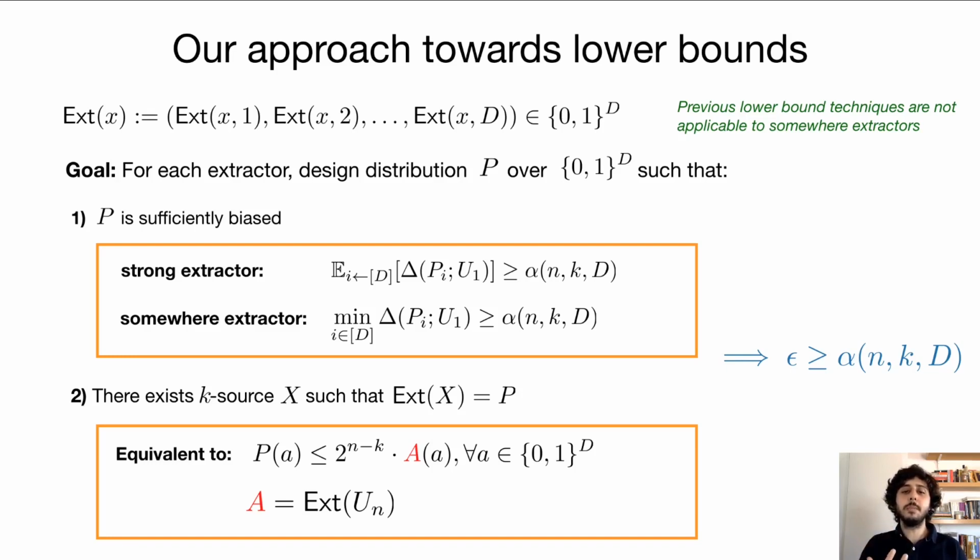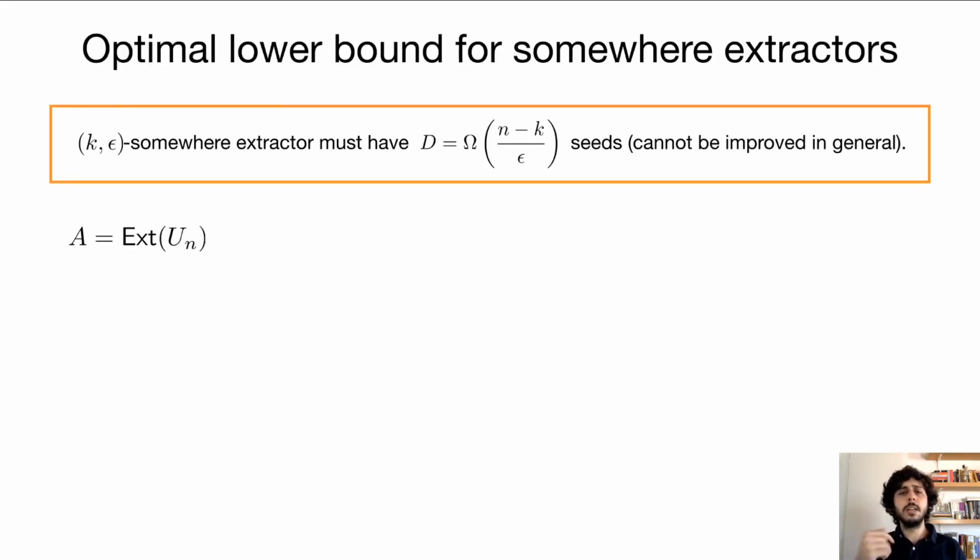So the takeaway message from this slide really is that this distribution A, the output distribution of the extractor on a uniform input, is a very important object for deriving lower bounds and will be the main object that helps us derive optimal lower bounds for the rest of the talk. Okay, so the first lower bound we show is an optimal lower bound for somewhere extractors. We are able to show that every somewhere extractor must have at least roughly n minus k over epsilon seeds, and because of the upper bound that we have already seen, we know that this cannot be improved in general. So it cannot be improved, for example, when k is very large.